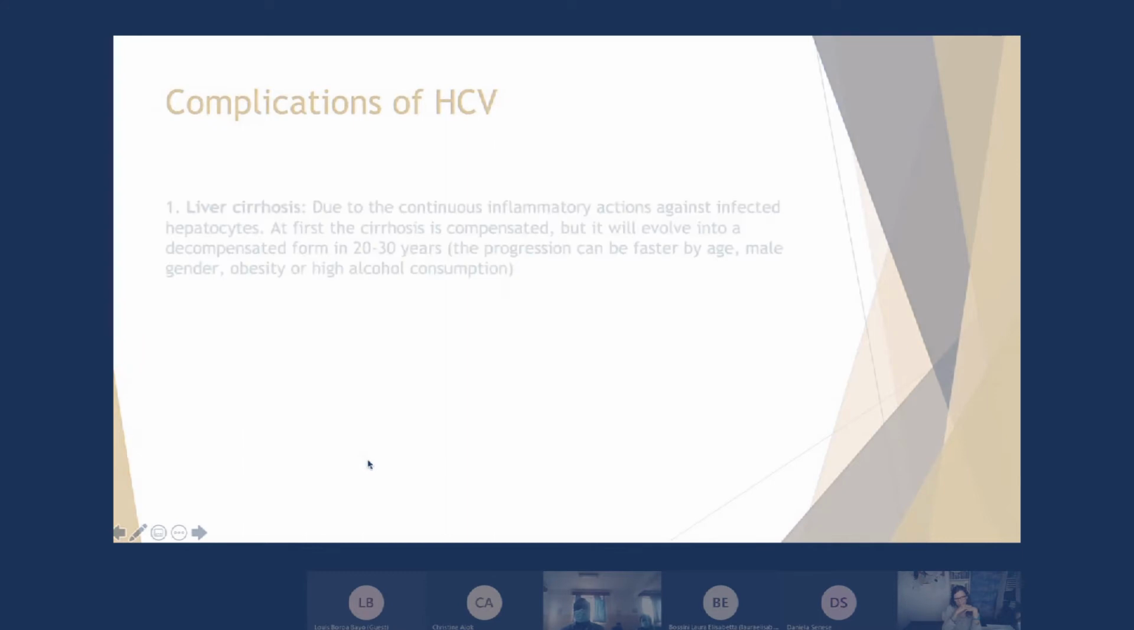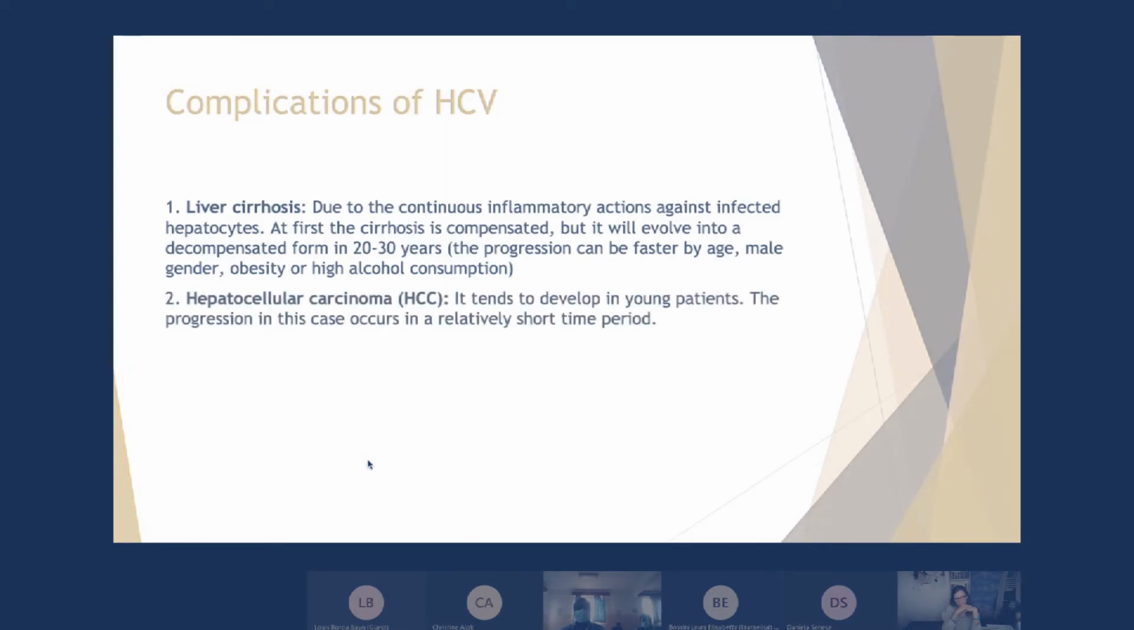What are the main complications? We said liver cirrhosis and hepatocellular carcinoma. Of course, cirrhosis will appear 20 or 30 years after the first infection, so we are talking about people who are very old when they develop cirrhosis. We also have the possibility of hepatocellular carcinoma, which will mostly develop in younger patients, so this is a progression that occurs very quickly. Of course, in some unfortunate scenarios we can also have both complications together.